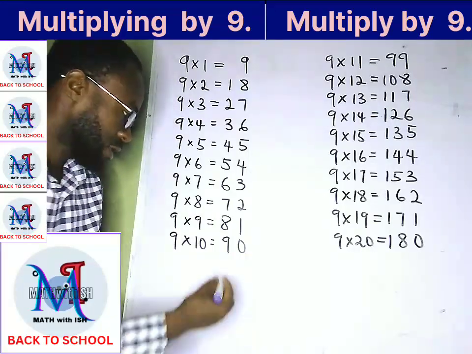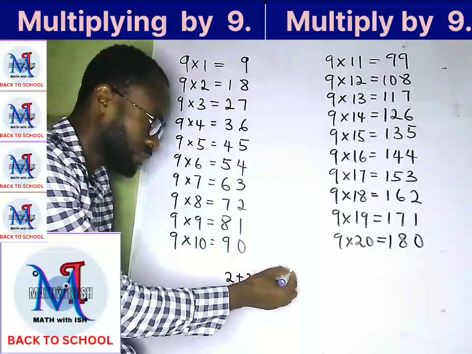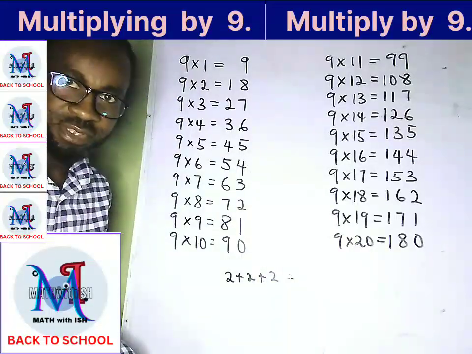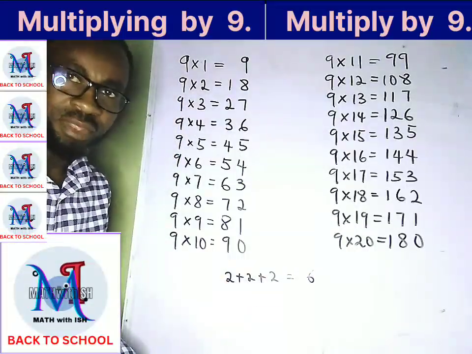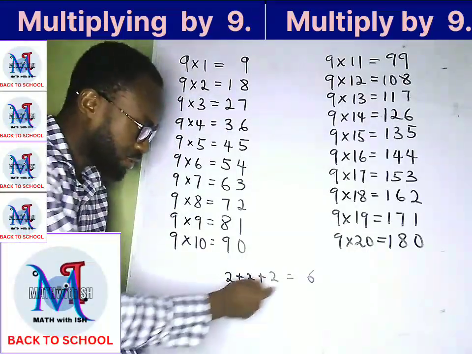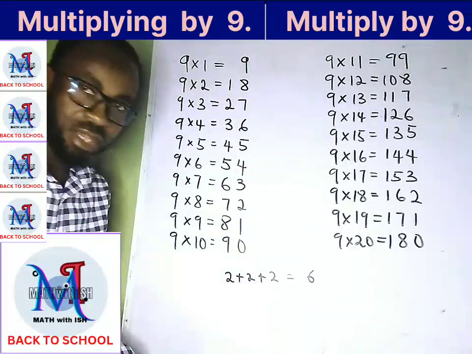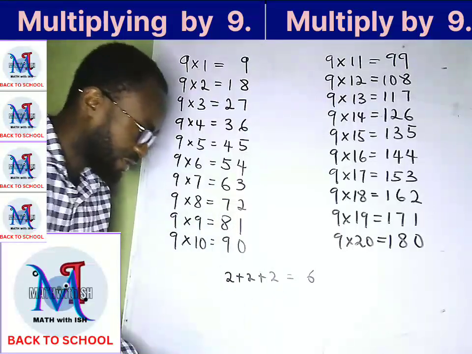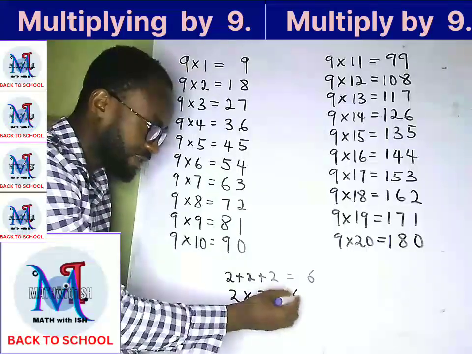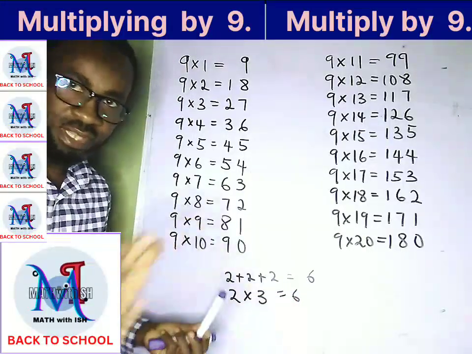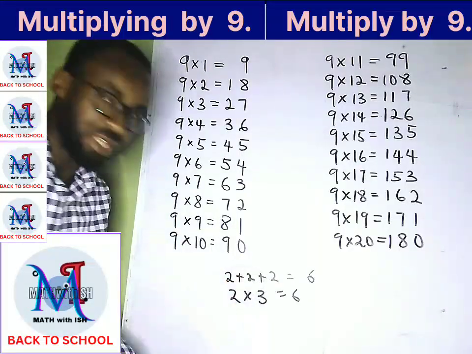For example, if you ask a student to add 2 plus 2 plus 2, three times, this will give you 6. Now, another way in which you can express this repeated addition, because the number 2 is being repeated 3 times, is to write it as 2 times 3, and that is 6. So the basic concept around multiplication is that multiplication is actually repeated addition.